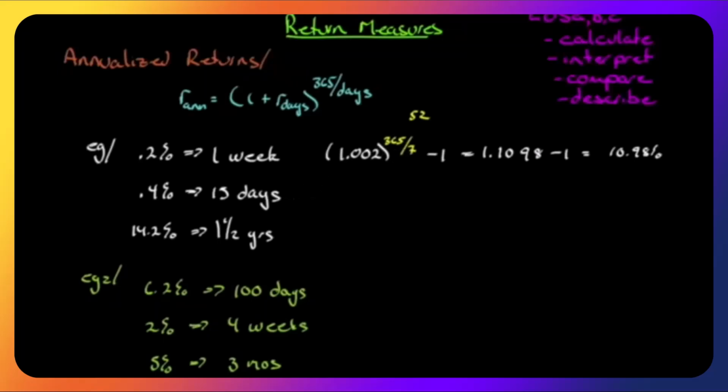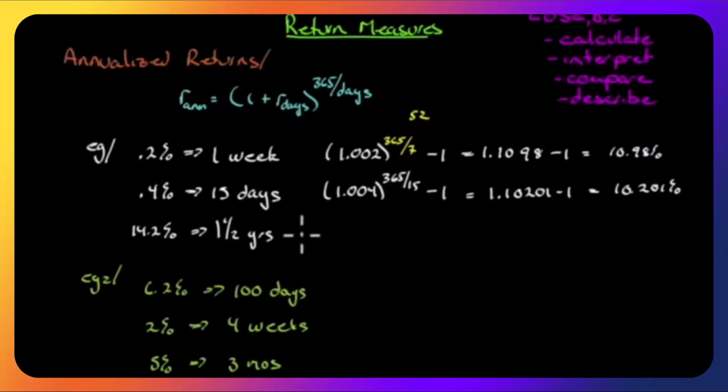What do we have here? We have 0.4%, so that's 1.004, and it's 15 days. That's nice and easy. Our power term will be 365 over 15 minus 1, which will then give us 1.10201 minus 1, which is 10.201%. The last one is 1.5 years.